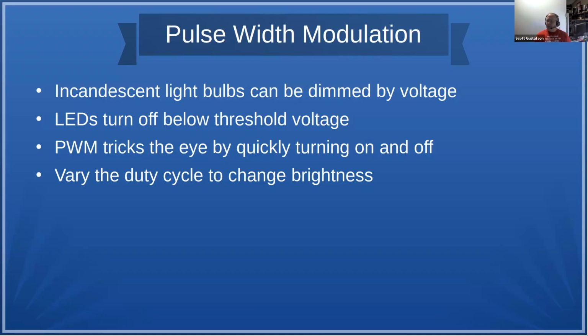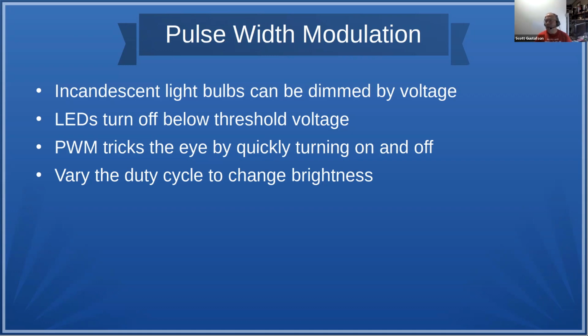So pulse width modulation, PWM. This is how we dim LEDs, because incandescents dim by voltage. So if you have one of those dimmer switches in your house and it has 110 volts and it's got an incandescent light bulb and you're turning that down, it's going from 110 volts all the way down to 0 volts to off, and it's variable in between. Well, if you try that on an LED, it doesn't work. Once you get below the threshold voltage, the LED just shuts off. And once you go above the threshold voltage, the LED goes right back on.